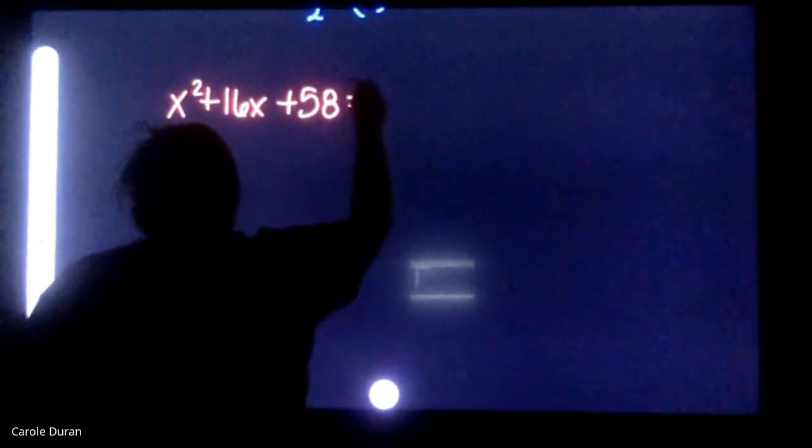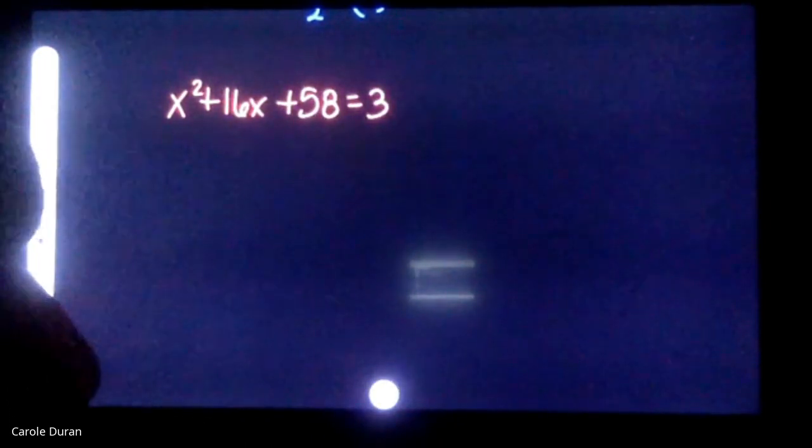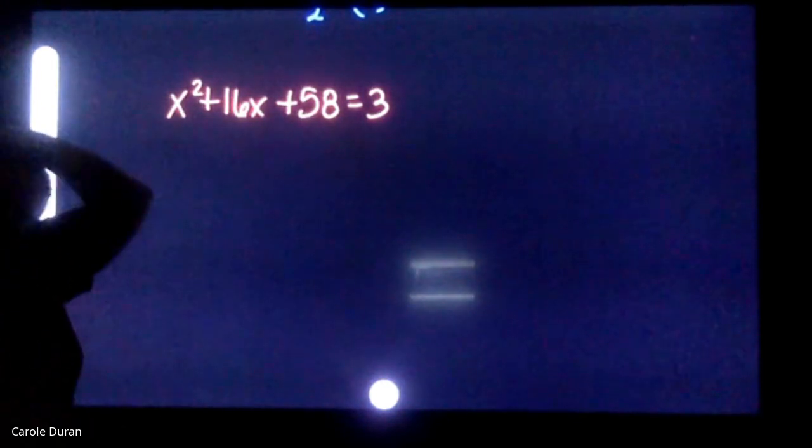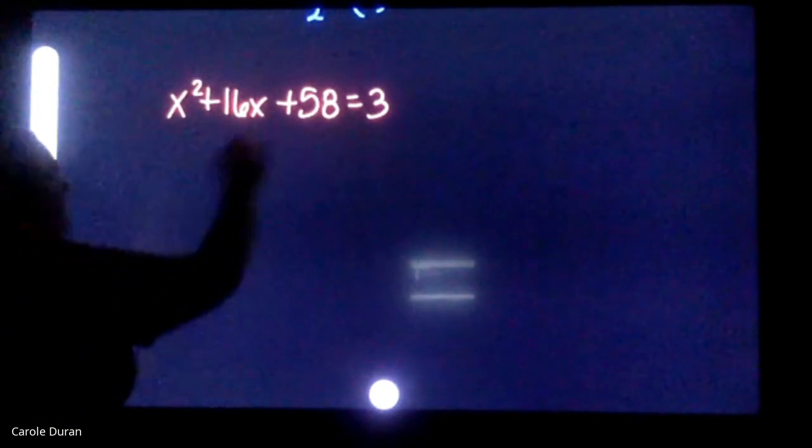So for 36, I have the equation x squared plus 16x plus 58 equals 3. In order to complete the square, I need to get everything that's not an x over to the right-hand side. So I subtract the 58.